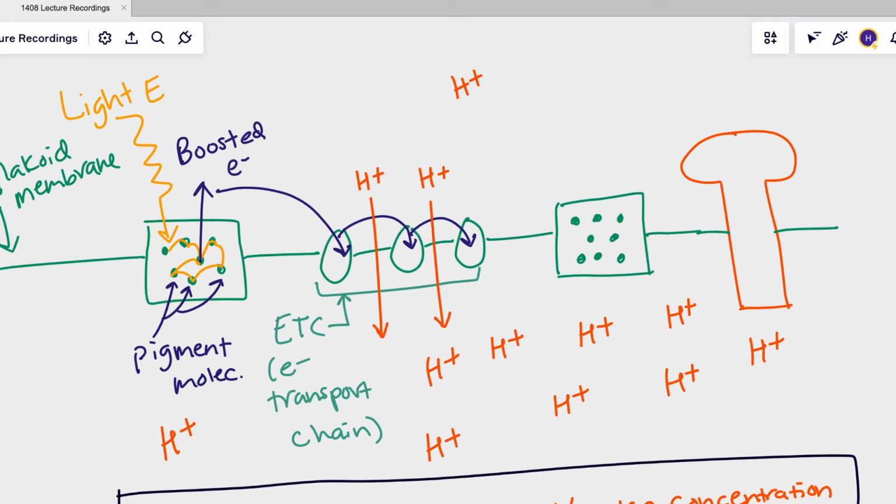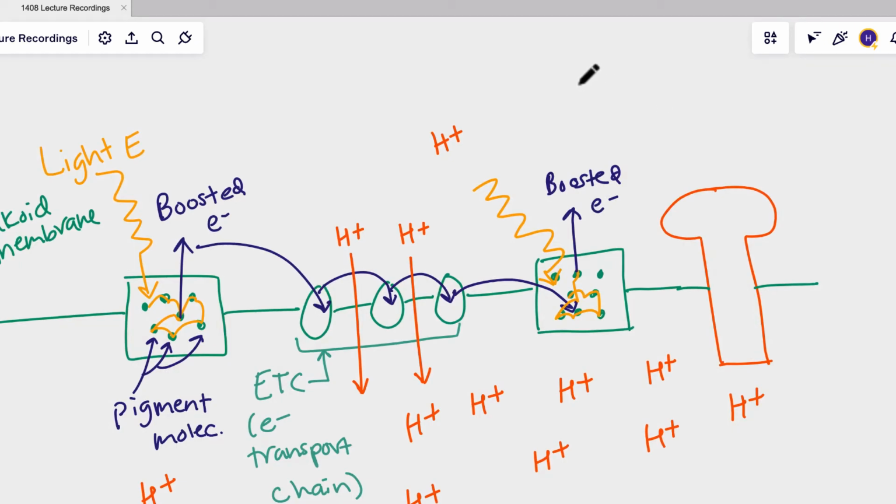So what happens with our electrons after they've fallen down this electron transport chain? They get passed to this other complex of proteins and pigments, and that complex is also getting light. And so it's bouncing the electrons around until they get boosted, just like the other photosystem. And after they get boosted, they can be taken away from the system. So this is where our NADP plus picks up those electrons and leaves as NADPH.